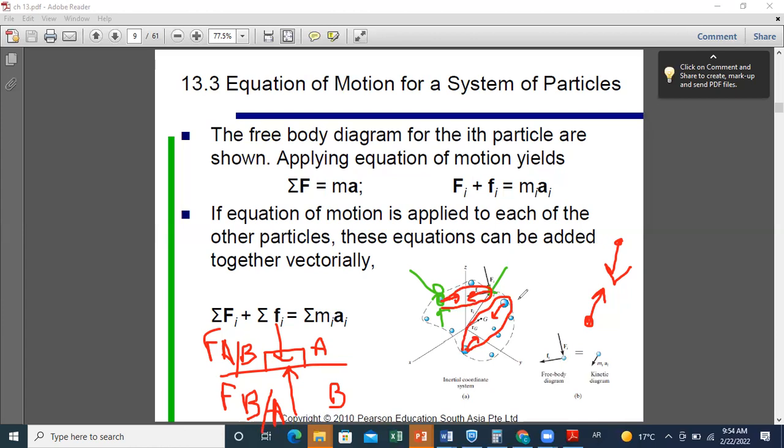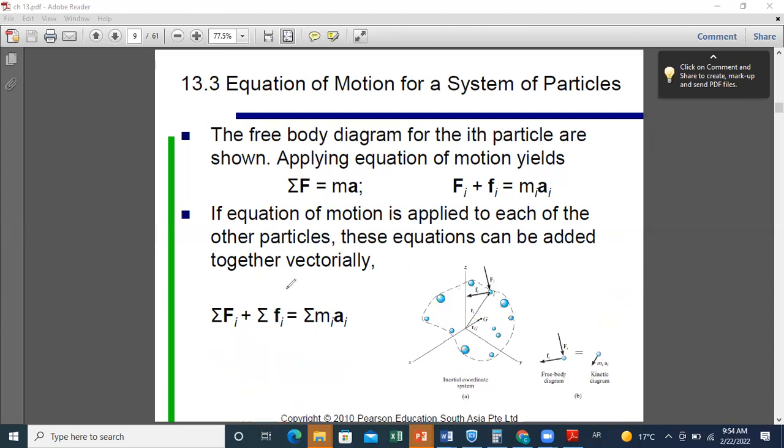This is why we say that, because always by action-reaction, the internal forces summation will cancel out, then this term will drop out. And we can say that the sum of external forces is equal to the summation of m_i a_i, where m_i is the mass of individual particles and a_i is the acceleration of each of these particles.